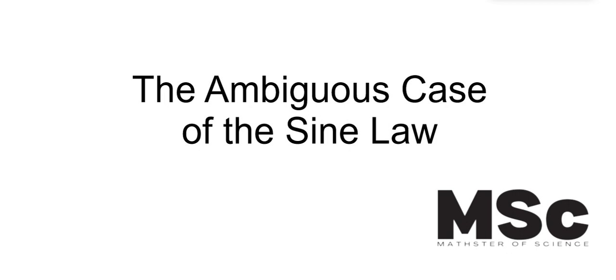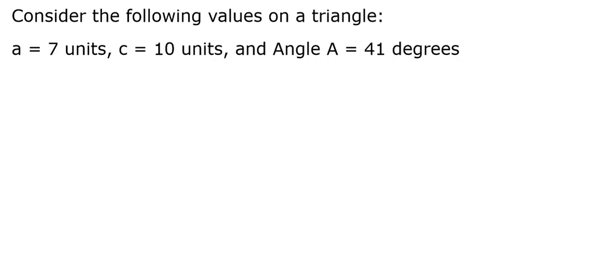In this video we're going to be looking at the ambiguous case of the sine law. So let's consider the following values for a triangle, right? We know that side length A is 7 units, C is 10 units, and angle A is 41 degrees. So this is a situation where we know two sides and not the contained angle, sometimes called a side-side-angle scenario.